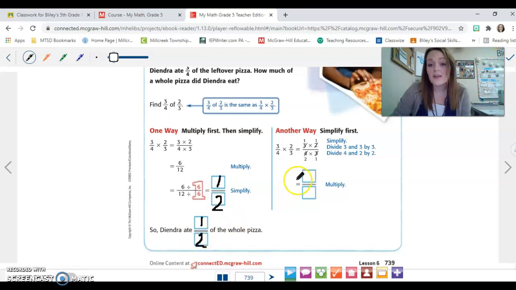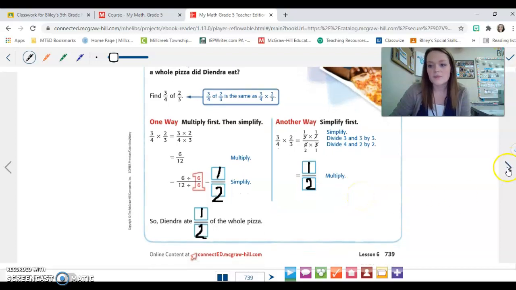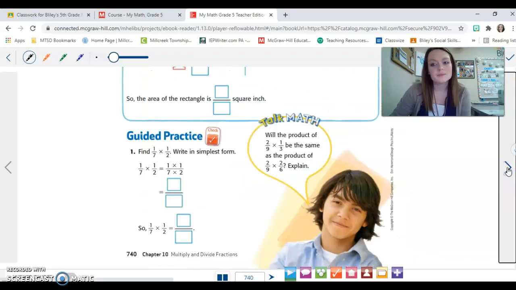Another way that we can do it is multiplying faster. So if you look at our problem, same problem as we had over here, we have a 3 and a 3. We can cross those out and make it a 1, and we have a 4 and a 2. 2 goes into 4 one time, which gives us the answer 1/2. Or 1 times 1 is 1, and 2 times 1 is 2. This can sometimes become confusing. Mrs. Bliley's preferred way is just to multiply straight across, plain and simple, and then simplify. So that's what we'll be doing for this lesson.